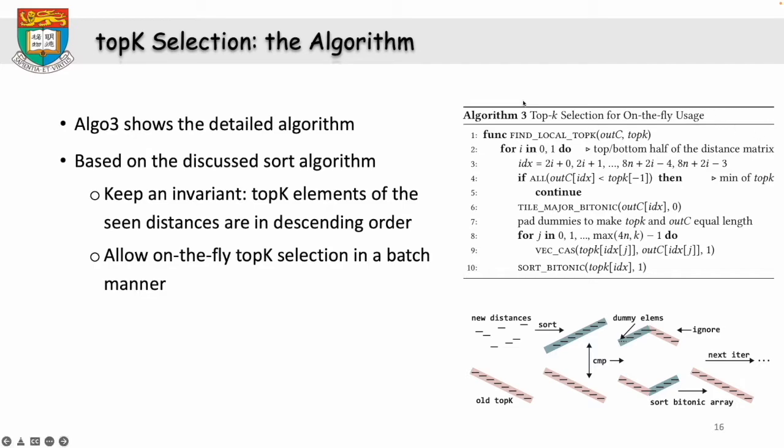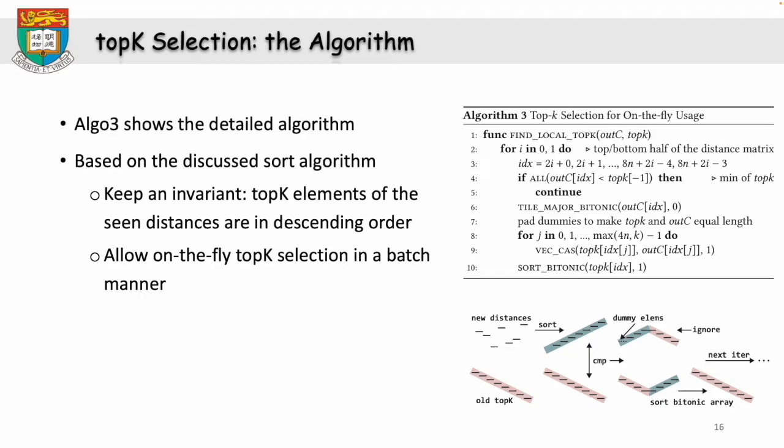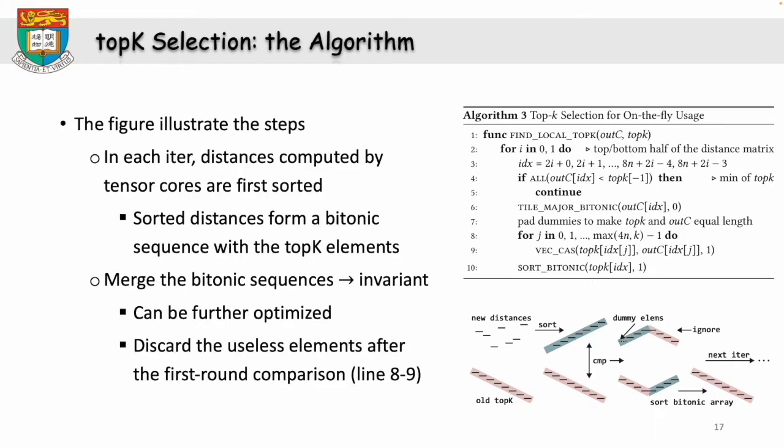This algorithm shows the detailed algorithm for the on-the-fly top-k selection built with the algorithm proposed here. It is one of the selection by partially sort algorithm, while the conventional Bitonic sort algorithm is an offline algorithm. Our algorithm can process streaming data that comes in batches, such as the distance matrix computed by TensorCores. The key is to maintain the invariant that the top k elements of the same distance are in descending order.